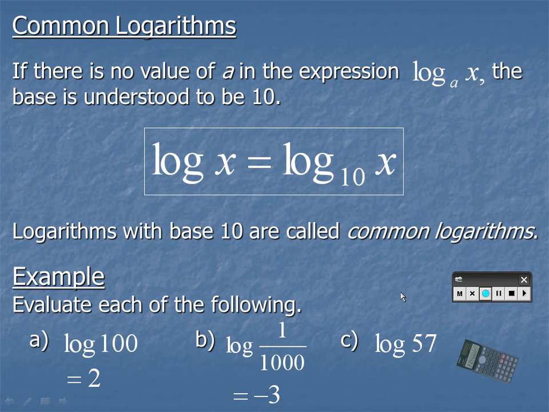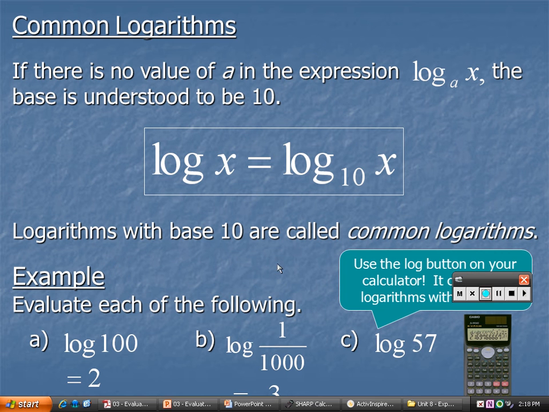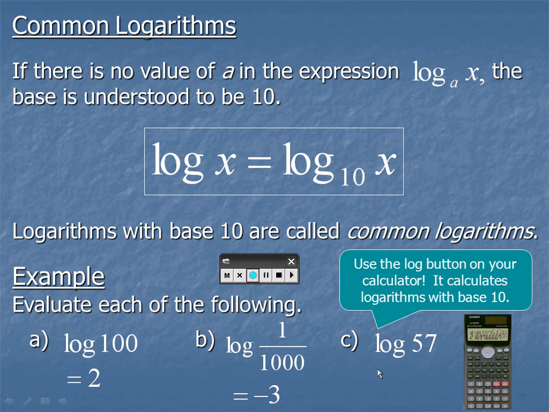So you pump it into your calculator. Use your log button on your calculator. It calculates logarithms with base 10. So you punch that in, and it comes out to about 1.76. Of course, on any test or anything like that, we'll tell you exactly how many decimal places we want in any particular situation.